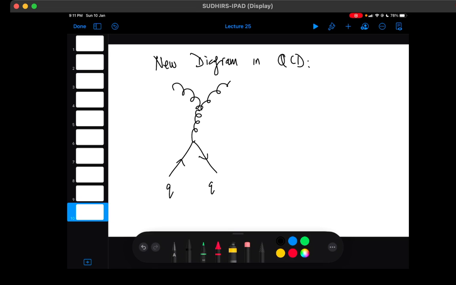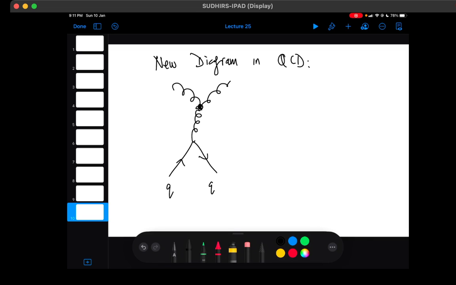Because this vertex is possible, due to the self interactions of the gluons, this diagram is also possible.